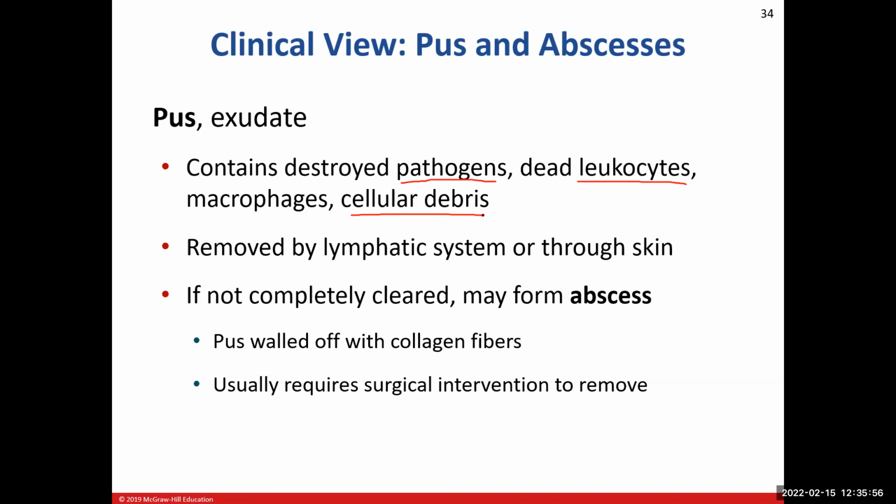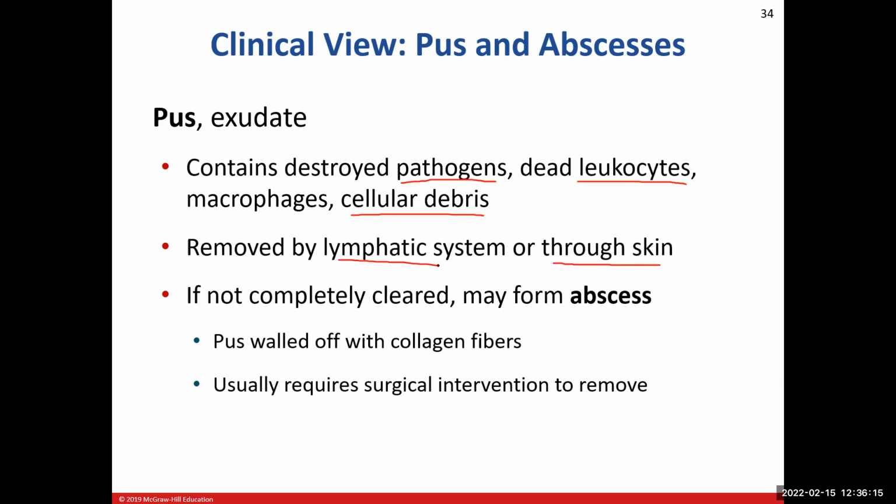Now a lot of this pus and exudate is going to be removed through the skin. You might see it like, for example, a pimple, or something a little bit larger, or the lymphatic system comes in and tries to clear things up. Now, if it doesn't get cleared all the way, then you could form an abscess.